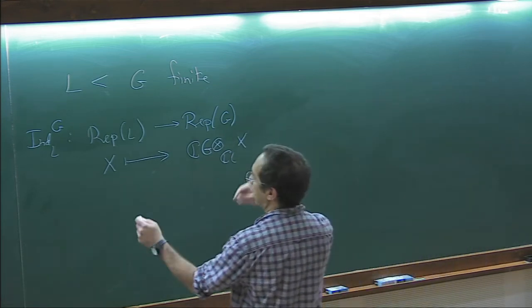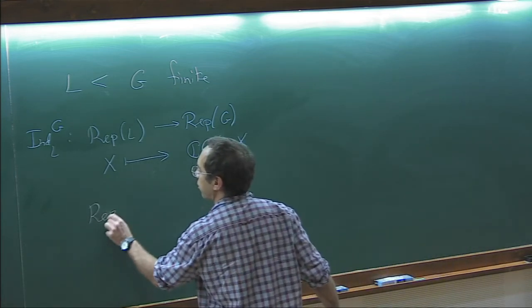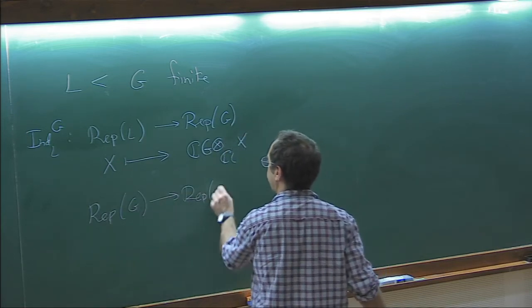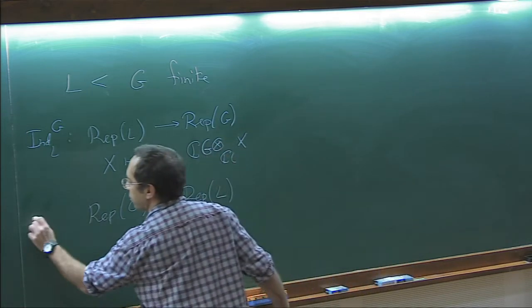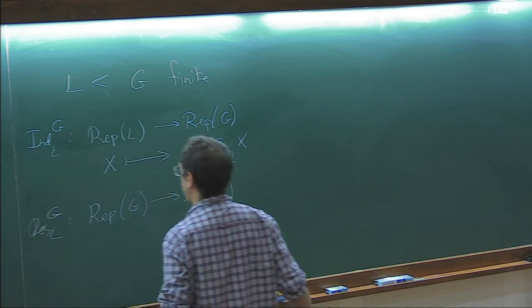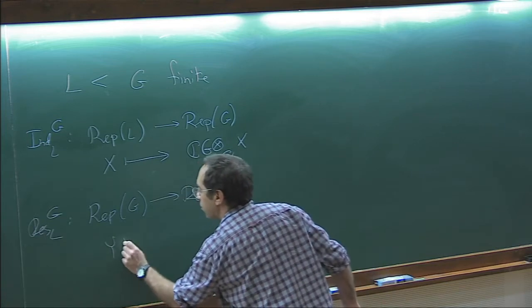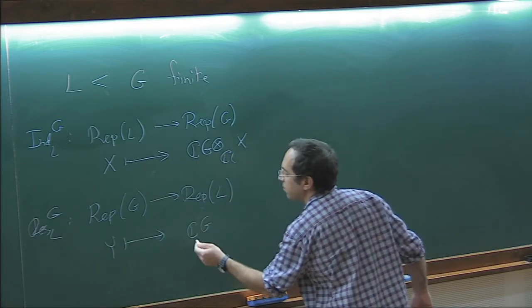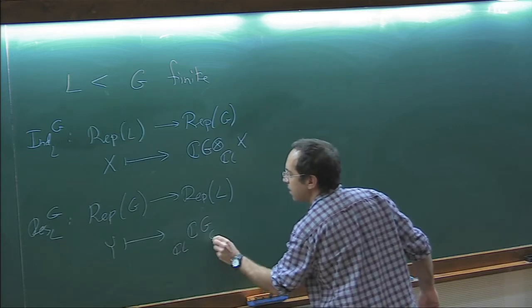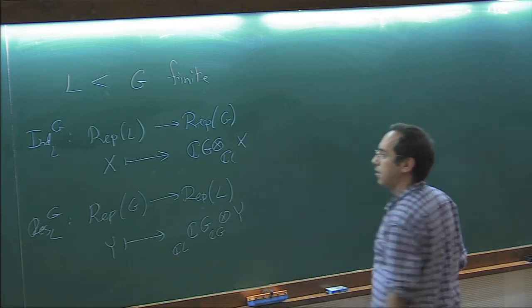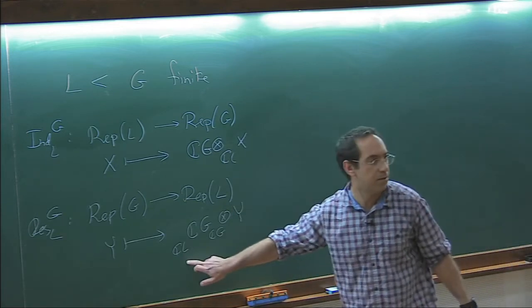And in the other direction, we have a functor going from representations of G to representations of L, the restriction, which we can also think about as tensoring with a bimodule. This time we tensor with the bimodule CL-CG, and we get the restriction.